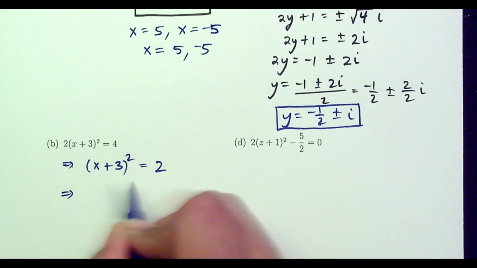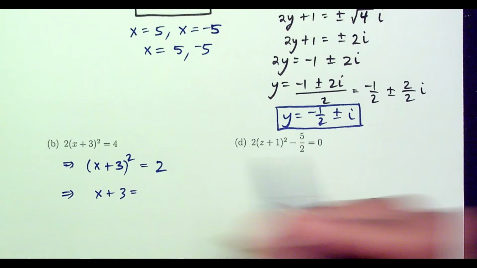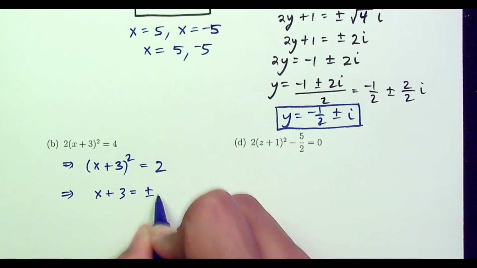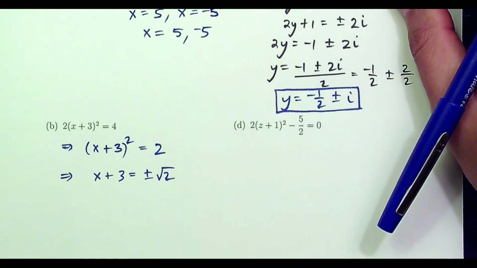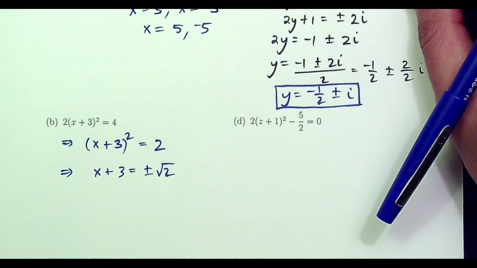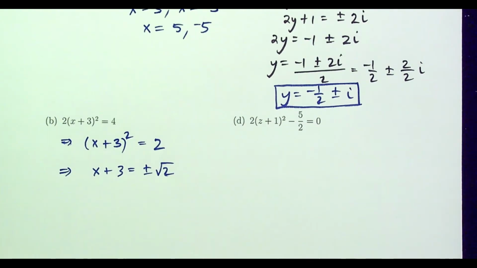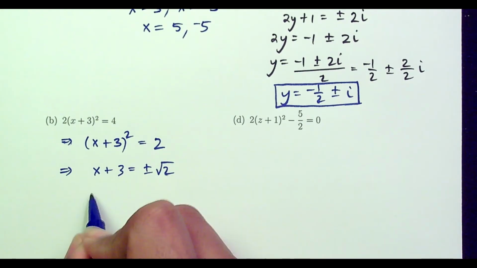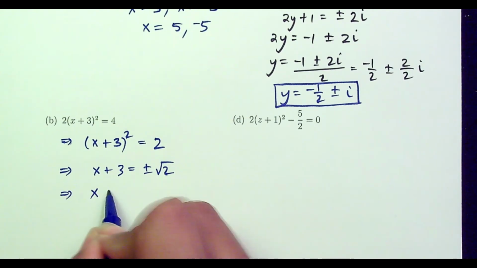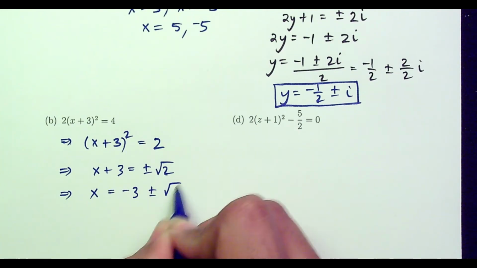So now you take square root on both sides, and the square root property says you can take square root on both sides provided that you put plus or minus on one side. So then we get x plus 3 equals plus or minus the square root of 2. Okay, and then you move the positive 3 to the other side. And of course, when you move it, it becomes negative. So you get negative 3 plus or minus the square root of 2.